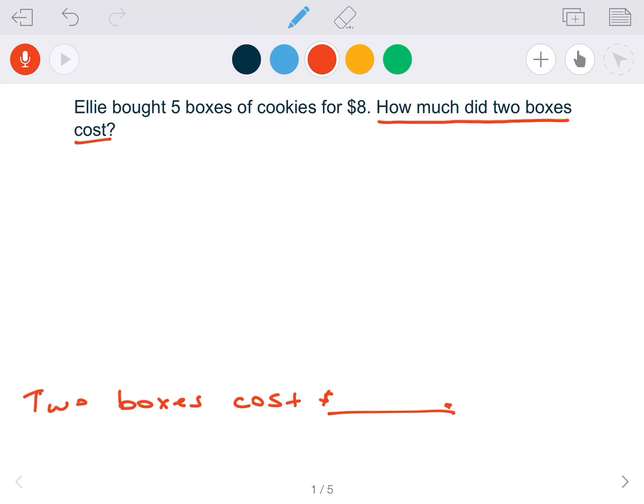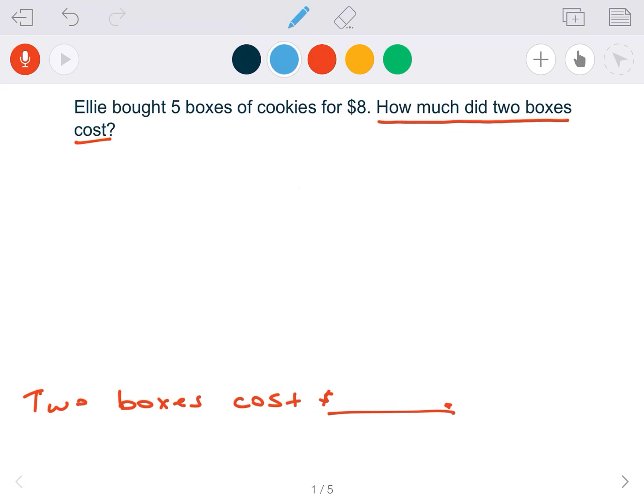All right, step 3. We've got to say what's going on in this problem. What do we know? Well, we know there's this girl, Ellie. We know that this probably happened a while ago because there are actually 5 boxes of cookies available on the grocery store shelf. And she paid $8 for all 5 boxes. We also know that we don't know how much each box cost, and we're actually trying to find out how much 2 boxes cost.